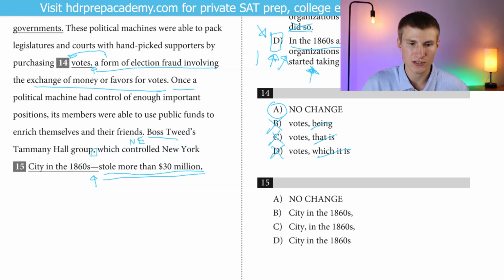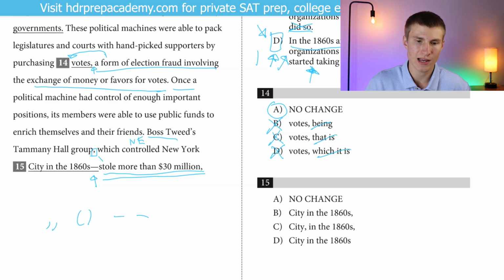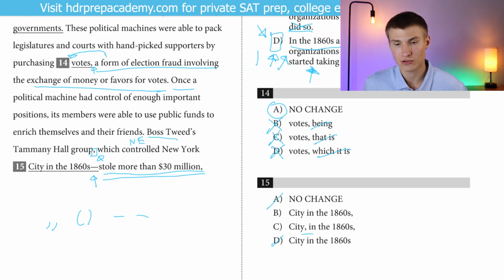Now, with a non-essential phrase or clause, we've got to offset it with either two commas, two parentheses, or two em dashes. I see I have that comma after Tammany Hall group, so I have to have that comma after 1860s. Looking at my answer choices, that means I can get rid of answer choice A and answer choice D. I also don't need a comma after the word city. That's unnecessary, so my answer there is going to be B.